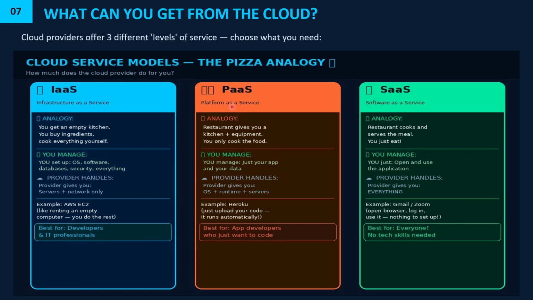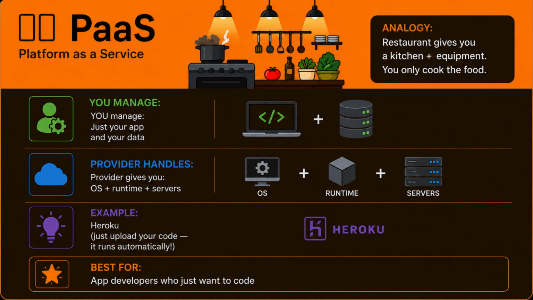Other than that, the next one is about the platform as a service. In this case, it's about a restaurant that gives you a kitchen plus equipment. You only cook the food. In terms of IaaS, you get an empty kitchen, like you get an empty computer, you do the rest. But in this case, you manage just your app and your data.